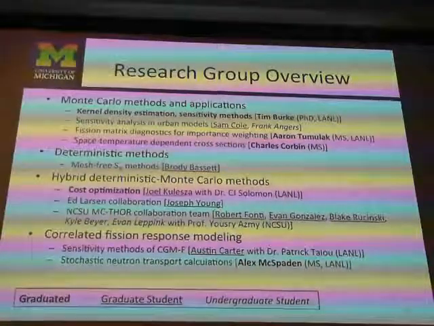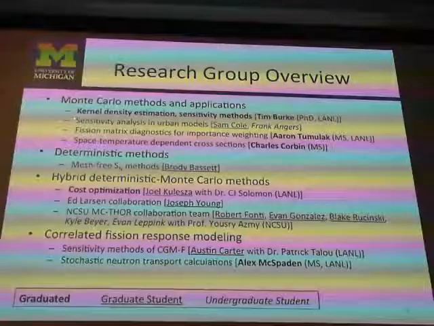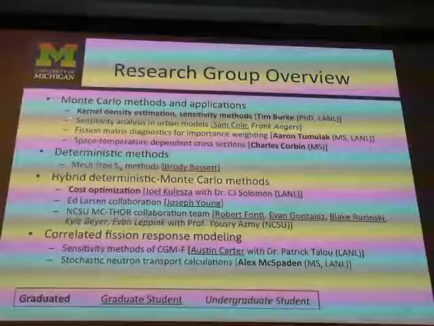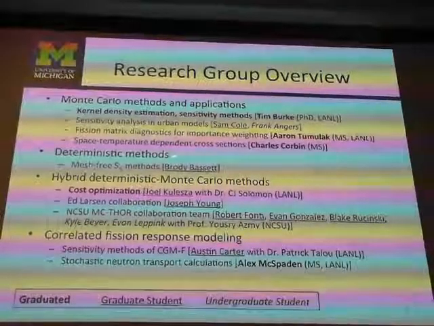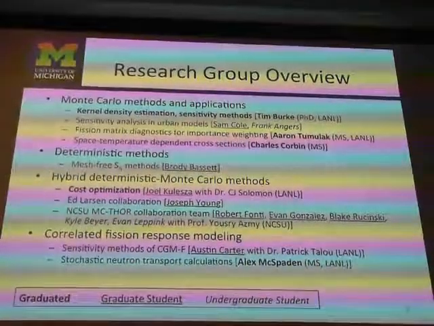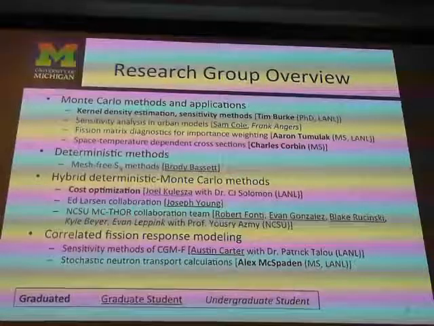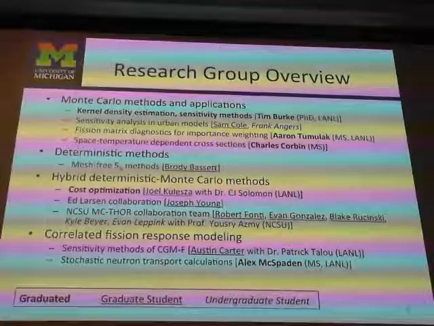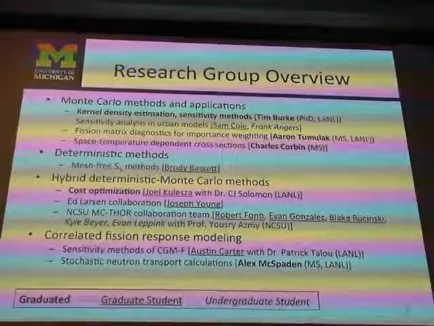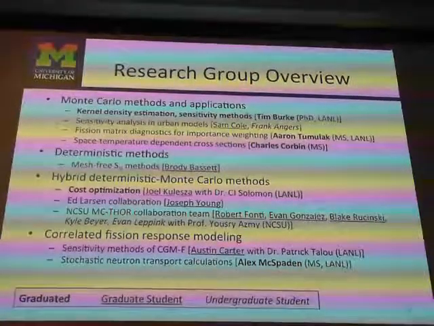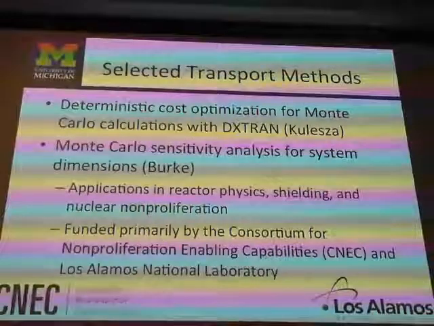So I'm going to focus on two topics here in bold: kernel density estimation and sensitivity methods, and something we call cost optimization, which is an alternative scheme for doing what's called variance reduction. If I say any foreign phrases to you, things that are out of the blue, feel free to stop me and I'll explain it as best I can.